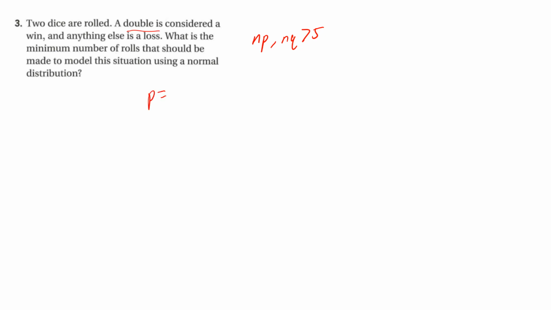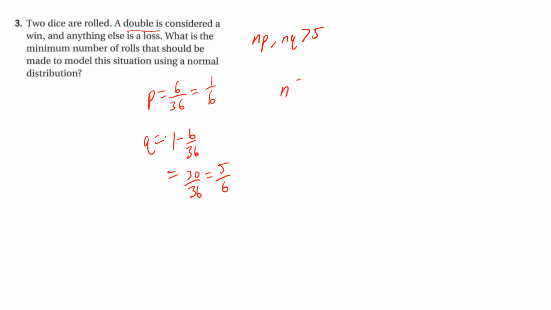Okay, a double is considered a win, so remember, the probability of getting a double when rolling 2 dice is 6 over 36, right? Which we can simplify to 1 over 6. A failure is not getting a double, so that's just 1 minus 6 over 36. That's 30 over 36, which we can simplify to 5 over 6.